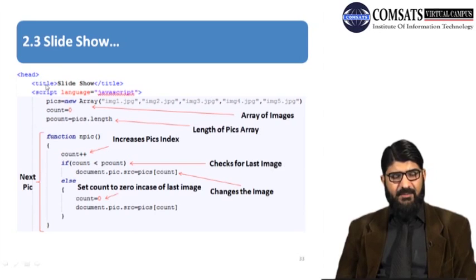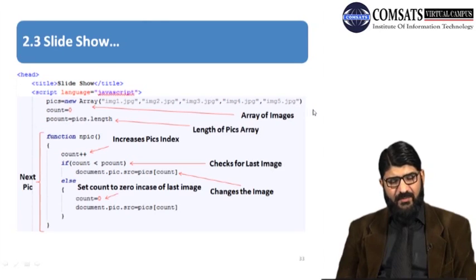The head tag is started, the title tag is mentioned, the script language is mentioned as JavaScript. Now the pics are mentioned in terms of an array. An array of images is created. The first image is image1.jpg. When it ends, the next image is started, so a comma is mentioned for separating the images. The second, image2.jpg, is mentioned. By separating with a comma, the third image3.jpg is mentioned. By separating with a comma, the fourth image4.jpg is mentioned. By separating with a comma, the fifth image5.jpg is mentioned.